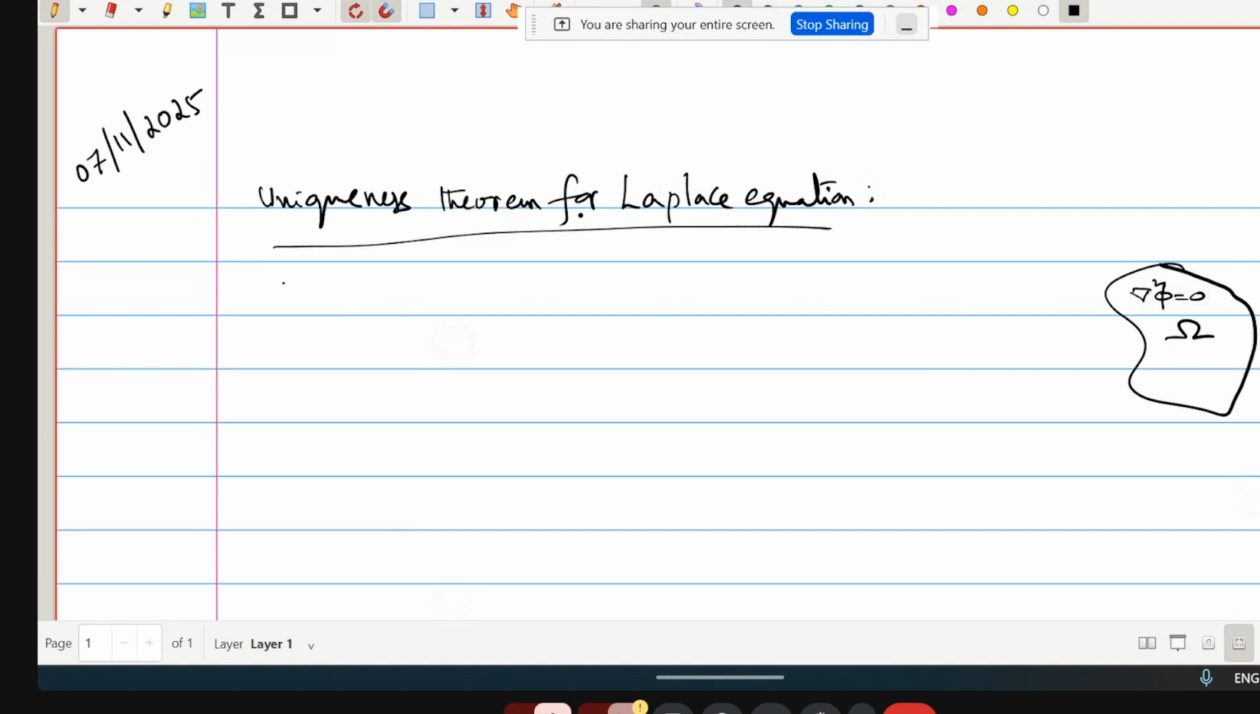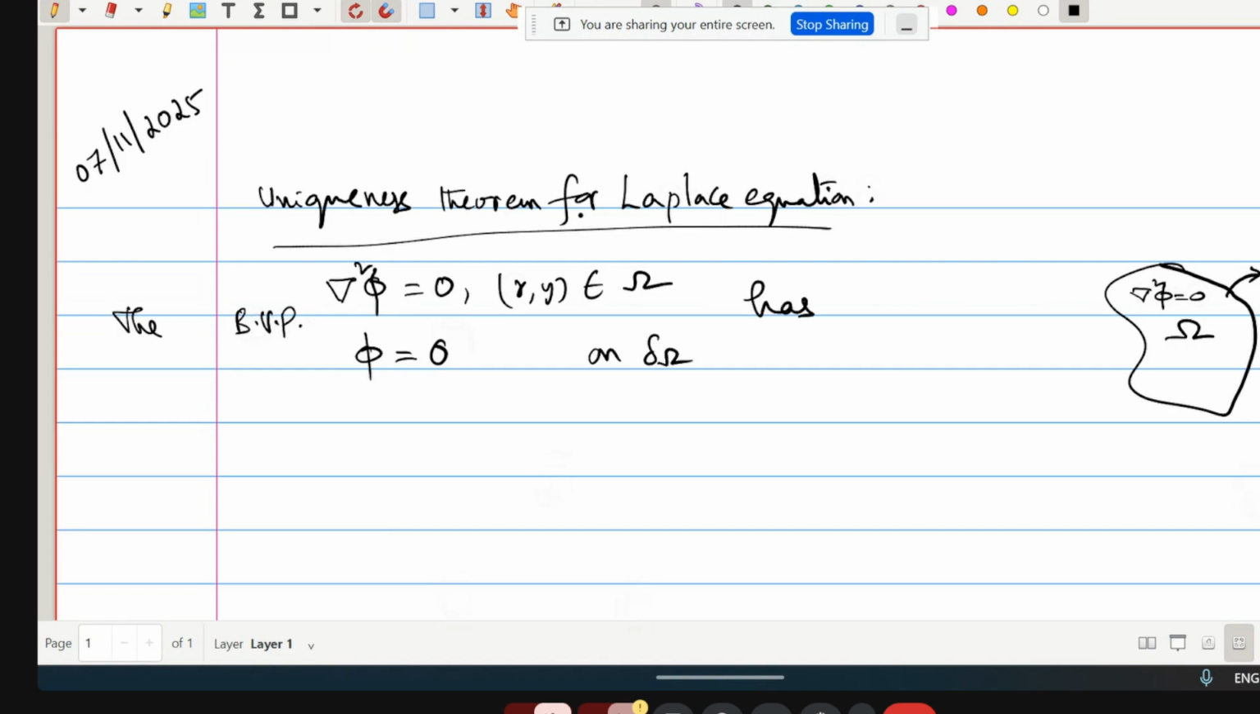What the theorem tells you is that the boundary value problem, del square phi equal to 0 where xy belongs to omega, and phi equal to 0 on this boundary, dou omega. I'm not taking anything else, but you can actually take any constant, or any function phi of xy on the boundary dou omega. Here it is given 0, but you can also take it as some function of xy. This boundary value problem has a unique solution.